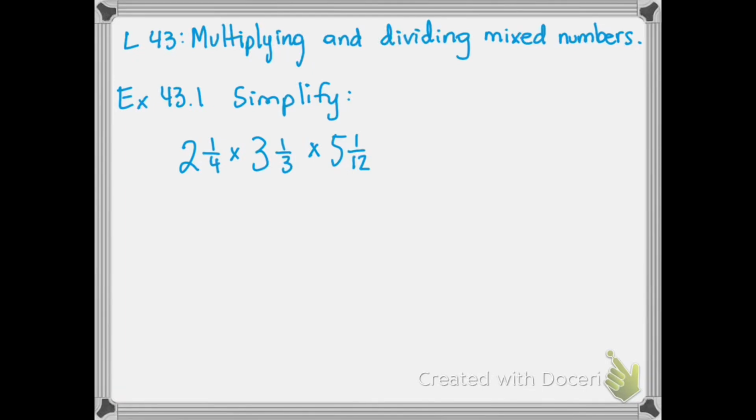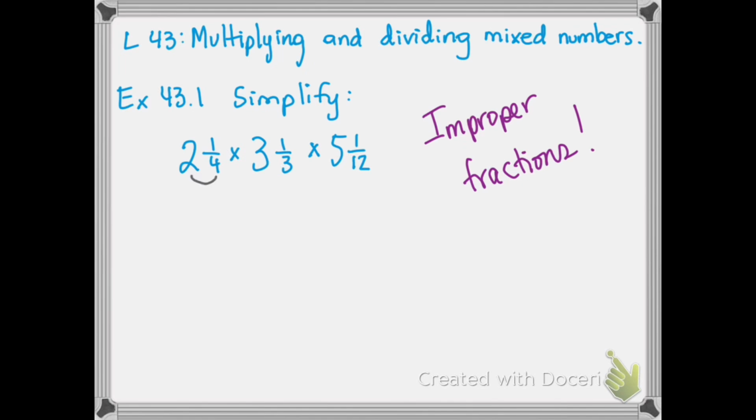Lesson 43, multiplying and dividing mixed numbers. This is very, very simple and really fun. So let's do it. What we have to do first is pass two improper fractions. We always have to do that because we cannot multiply mixed numbers. So let's pass each one to an improper fraction.